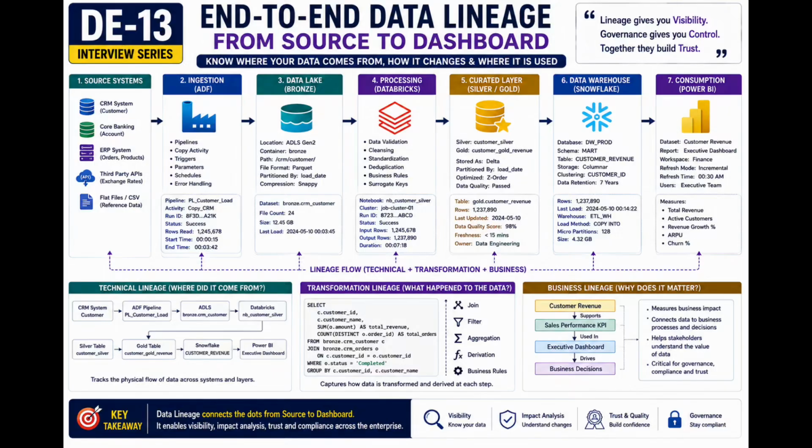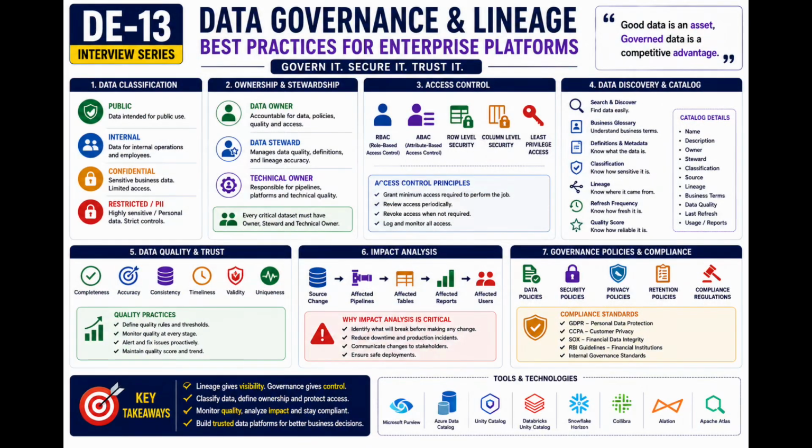So that's the value of combining technical transformation and business lineage. Now let's discuss how we implement governance in production. So the first important practice is data classification. Not every piece of data has the same sensitivity. For example, customer name may have one classification, while social security number, account information, or other PII may require much stronger controls.